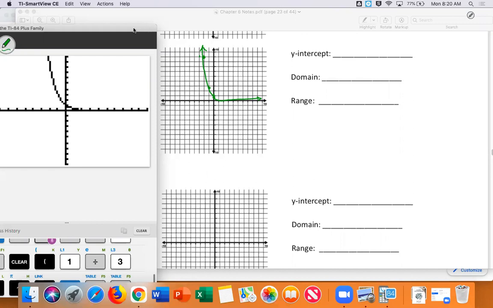So what is my y-intercept? 0, 1. Domain is all reals. You okay with that, Kanye? And my range is going to be y is greater than 0. All reals is just R. Yep, a little extra line.